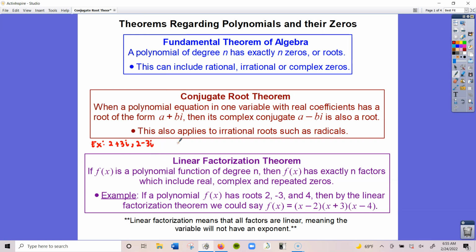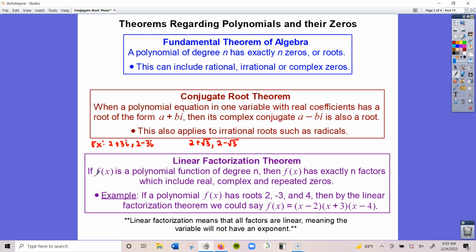And this also applies to irrational roots, such as radicals. So if, let's say, 2 plus the square root of 3 is a root of your polynomial, then its conjugate, 2 minus the square root of 3, will also be a root. The final theorem we're going to discuss is the linear factorization theorem.